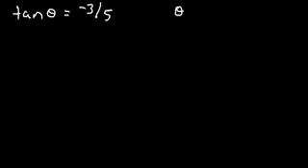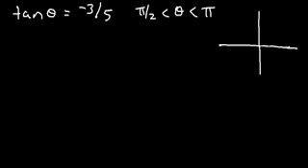So now let's work on half angles. Let's say that tangent is negative 3 over 5, and theta is between pi over 2 and pi. You want to find the half angles: sine theta over 2, cosine theta over 2, and tangent theta over 2. So first, let's draw the triangle. Theta is in quadrant 2. It's between 90 and 180. And tangent is opposite over adjacent. Opposite to theta is positive 3 because y is going up. And its adjacent is negative 5 because x is going to the left.